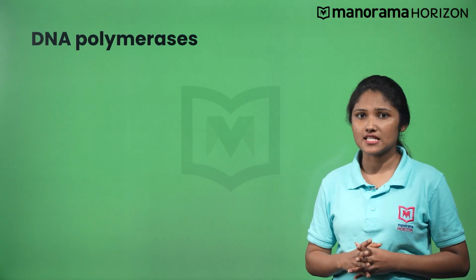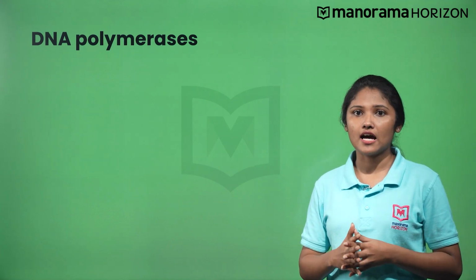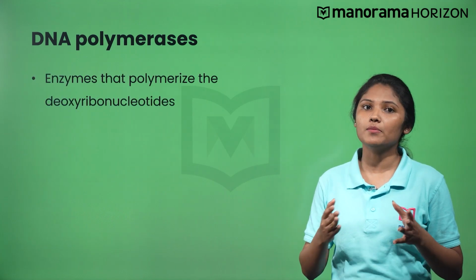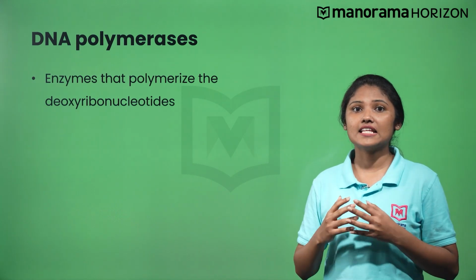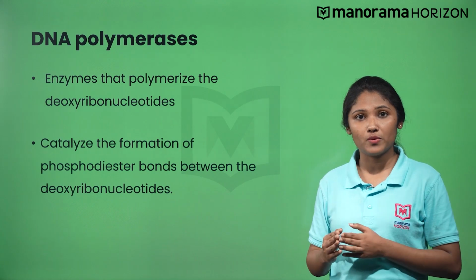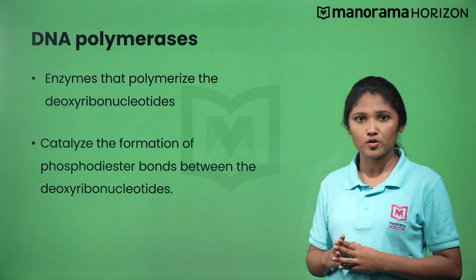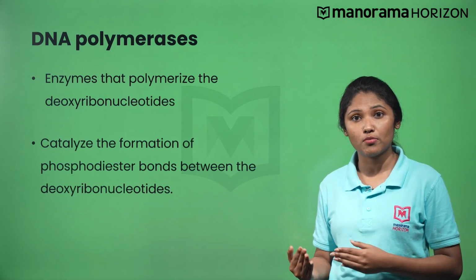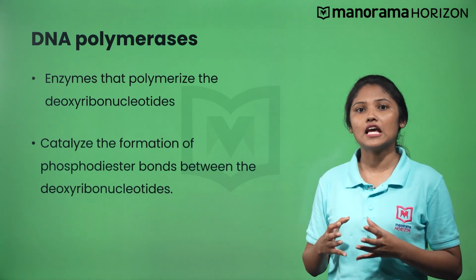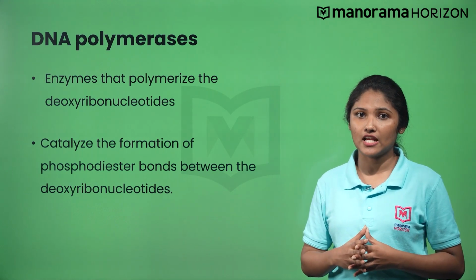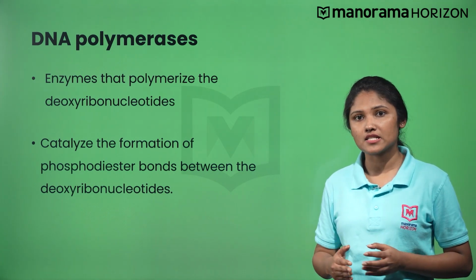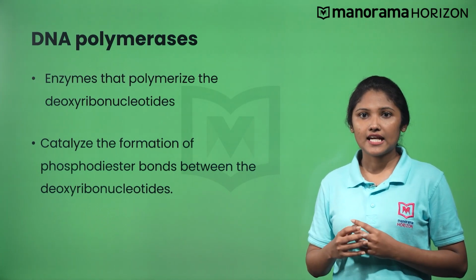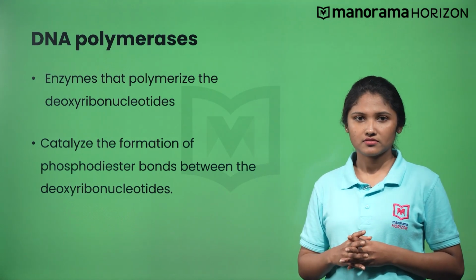As the name suggests, the DNA polymerases are the enzymes that polymerize the deoxyribonucleotides. It means that these enzymes catalyze the formation of phosphodiester bonds between the deoxyribonucleotides to make the long polynucleotide chain of DNA. DNA polymerases exhibit certain features. Let us check them one by one.